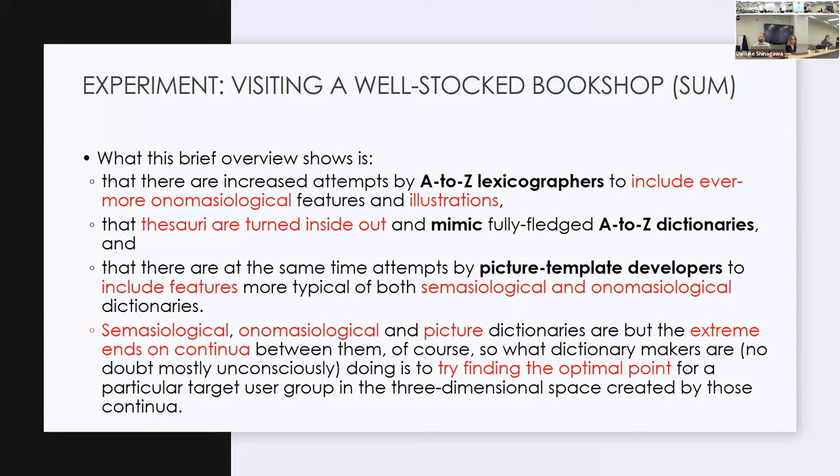Now, what has this shown? That A to Z lexicographs include ever more onomasiological features, such as illustrations, that they are turned inside out and mimic A to Z pictures. And at the same time, there are attempts by picture dictionary developers to include features that actually belong to semasiological or onomasiological dictionaries. So, why do we have these three types and the mixes? Everyone is trying to find the best approach to give you the optimal information that you're looking for.